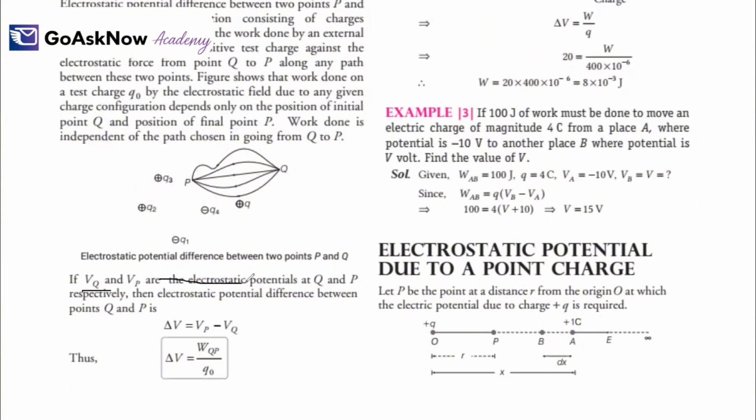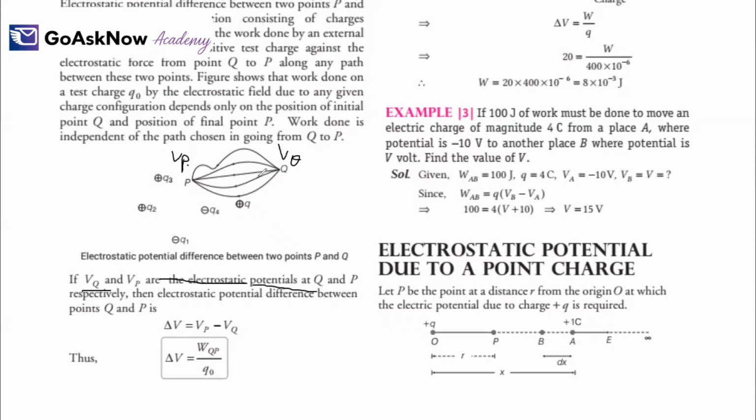If VQ and VP are the electrostatic potentials at Q and P, it means the points Q and P have electrostatic potentials with values VQ and VP. By definition, what is electrostatic potential? If a small test charge is moved from infinity to point Q, then the work done in that process against the field is called the electrostatic potential. That value is VQ, and the similar value for the other point is VP. So here the electrostatic potential is VQ, and here it is VP.